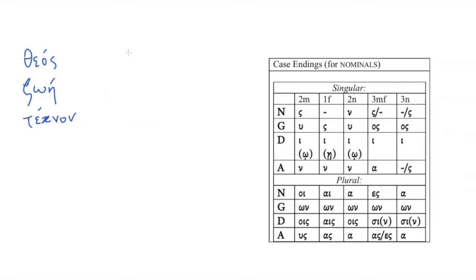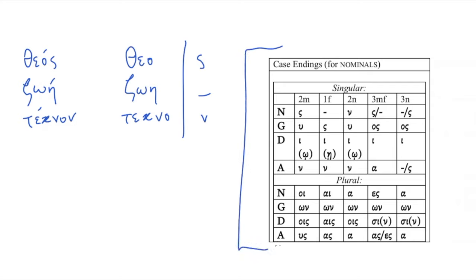The stem would be the word with no ending on it. So we've got theo, and the ending would be sigma. We've got zoe, which actually has no ending. And you have techno, and the ending would be a nu. So stem and ending. These case endings here are the endings that you'll see on a stem.